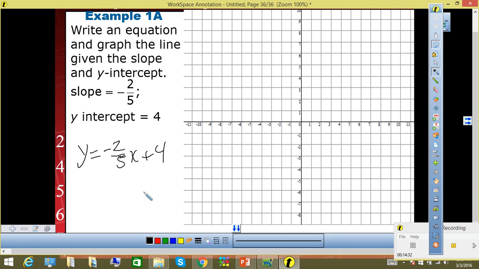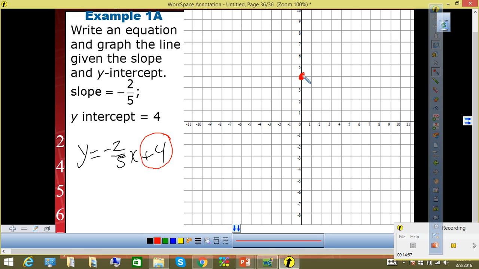I look at my equation, and I'm going to start by identifying which is my y-intercept. What is my y-intercept, everyone? 4. So I circle it. That's the one I need to use. I look for that on my y-axis. It's called a y-intercept because when I graph this line, it's going to intercept the y-axis at what number? 4. So that's where I'm going to plot my first point.